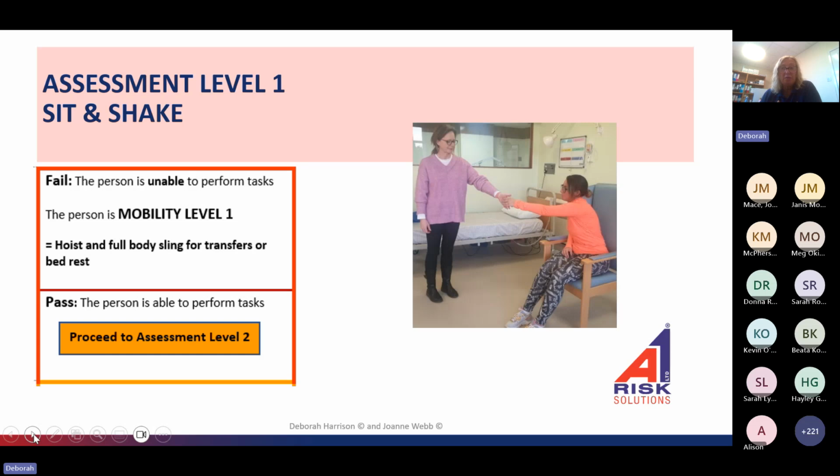If they've only got one arm, we may get them to do a shoulder twist and nod towards the opposite side. And can they self-correct? Because a lot of people can reach over, but they can't self-correct. Then we also looked at whether the person could maintain a seated position with the back away from the back of the chair. If they were able to do that, we moved to the next level. If they weren't able to do that, then they need a full hoist and full body sling for transfers or bed rest.